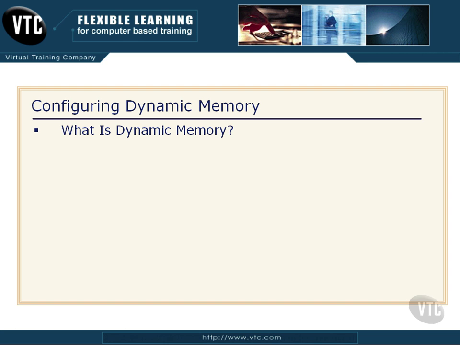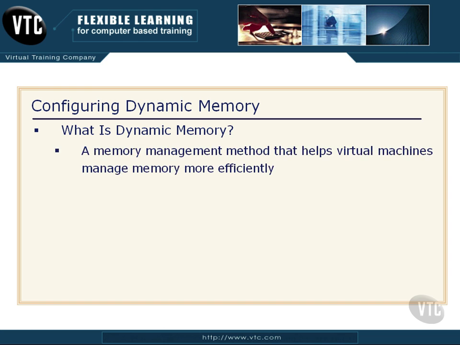So let's go with dynamic memory here. What is dynamic memory? It is a memory management method that helps virtual machines manage their memory more efficiently. Now, the big push with virtualization is what we'll call consolidation numbers. You'll hear that term out there. What we're talking about is how many virtual machines can we efficiently consolidate onto a single physical server. And when we've got memory management that's more efficient, then we can put more virtual machines on there. It saves money, it saves time, it saves administrative effort.